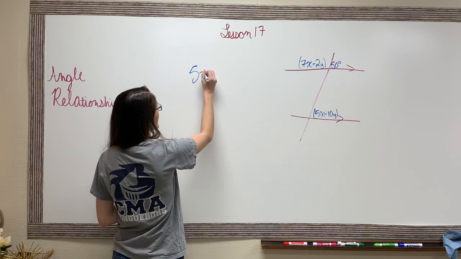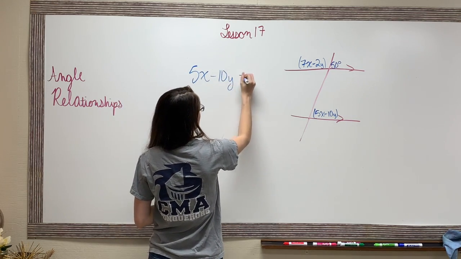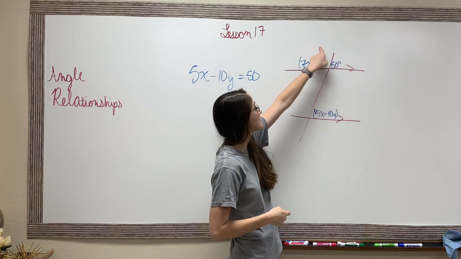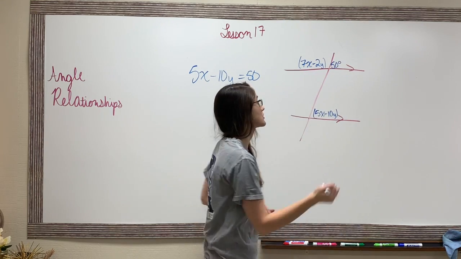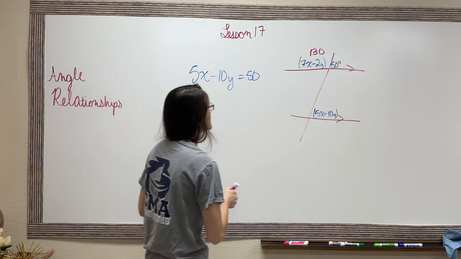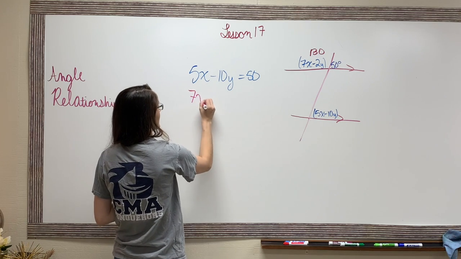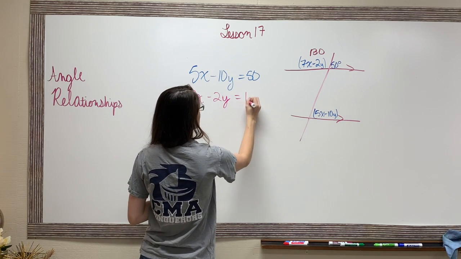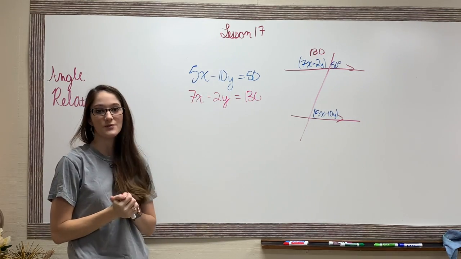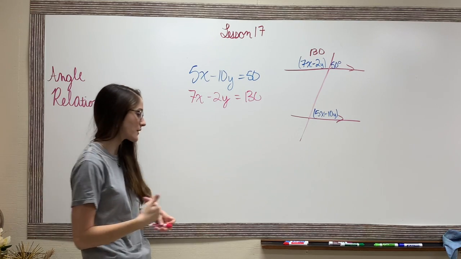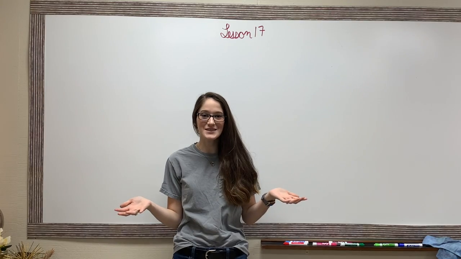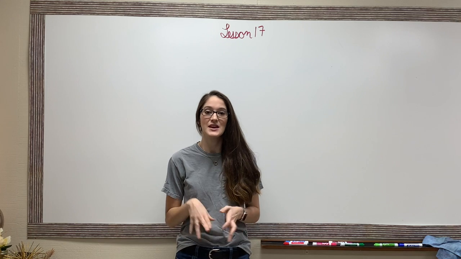So we have 5x minus 10y equals 50. I also know that if this angle is 50, this angle should equal 130 degrees. So now that I know that, I have my second equation. So 7x minus 2y equals 130. And right here, as is, I can plug it into my calculator and solve. So that's it. That's all you have to do is just find a way to create two equations because you have two unknowns.